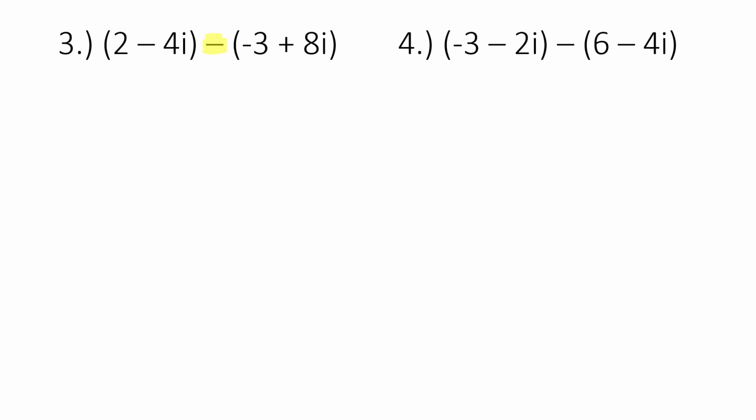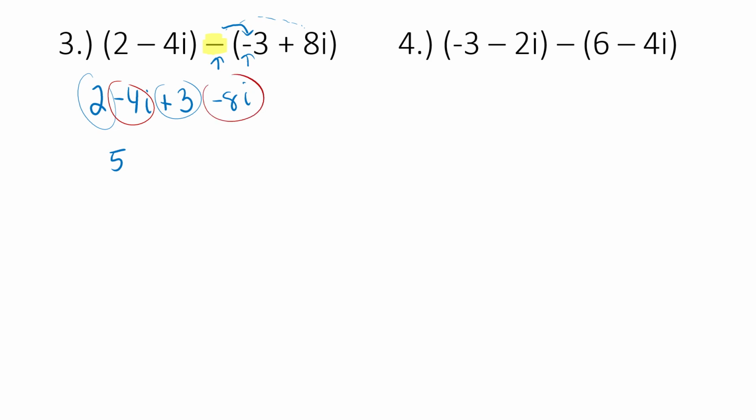And so when I go to remove the parentheses, I do want to make sure that I subtract everything. So this will be minus -3. So you got a negative right there, and then you got another negative right there. If you subtract a negative, that is the same as adding the opposite, and the opposite of a negative is a positive. And then you are also going to subtract that 8i. 2 plus 3 is 5, and -4i minus 8i is -12i.